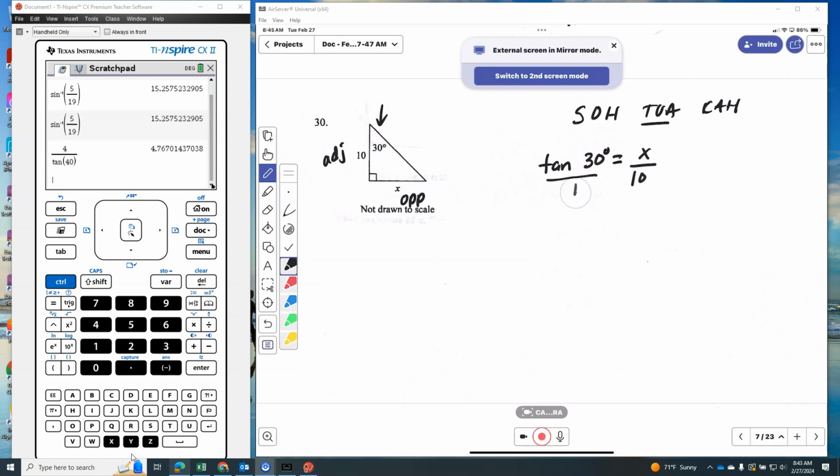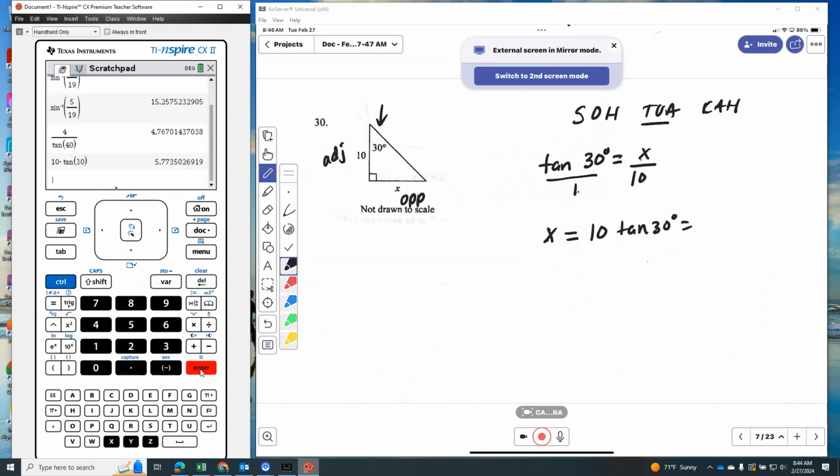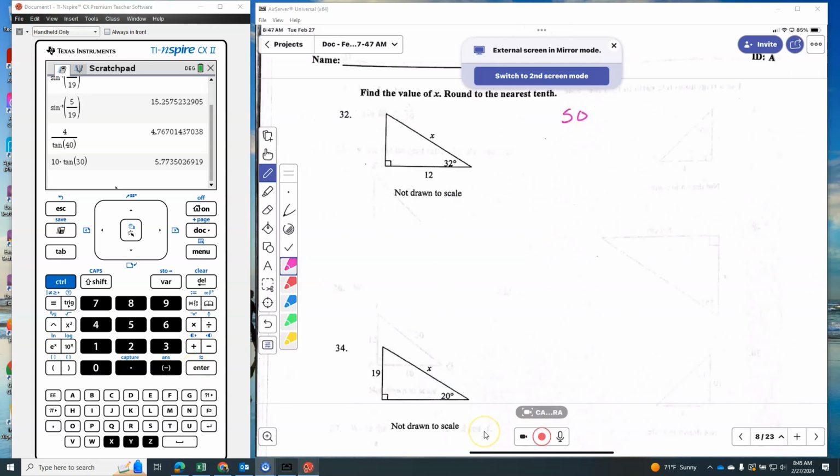So this becomes a proportion problem. Divide by 1. So 1 times x gives you x. And then you multiply 10 times the tangent of 30. So go to your calculator. 10 times tangent of 30. So the nearest tenth, it's going to be 5.8.